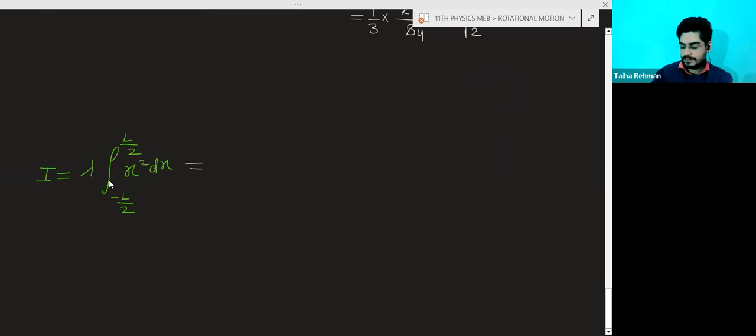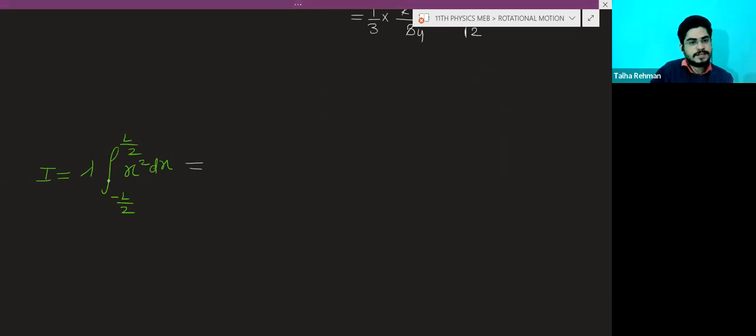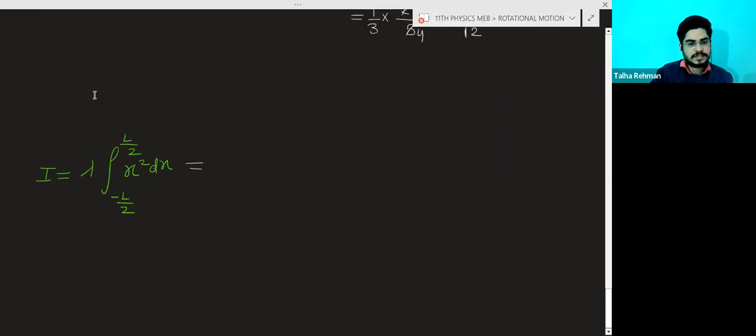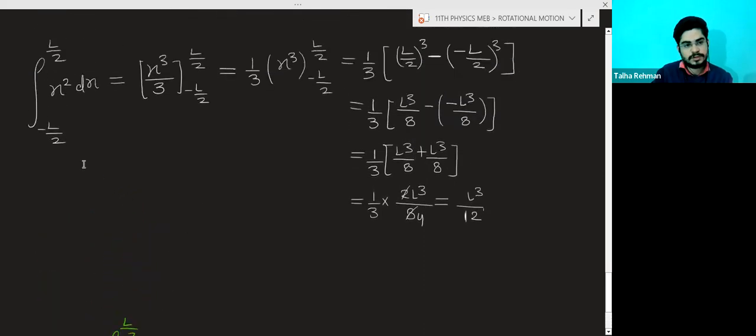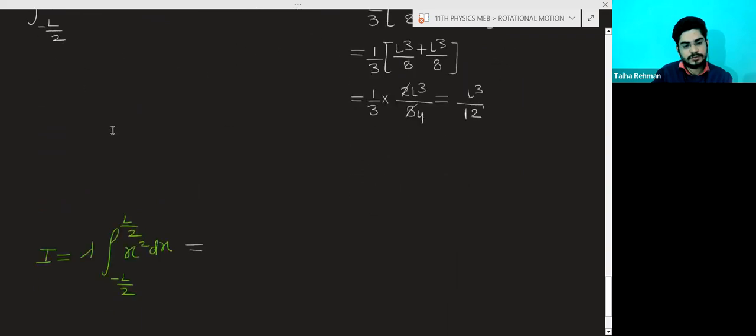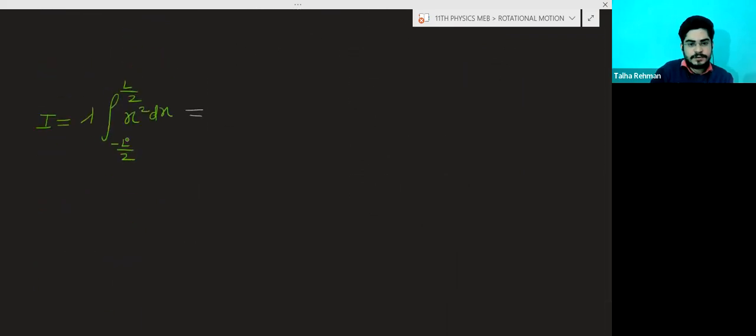Okay, no problem. So we can write this integration. We have just done this integration, x square dx from minus L by 2 to L by 2. So lambda we know is the mass of the rod divided by the length of the rod, and this is L cube divided by 12. So L cancels out and you will get L square. So finally the moment of inertia you will get is ml square divided by 12.